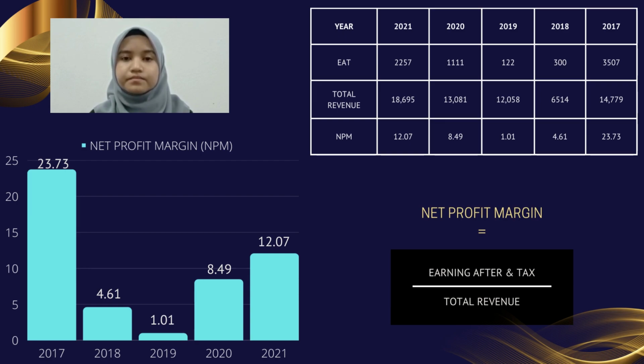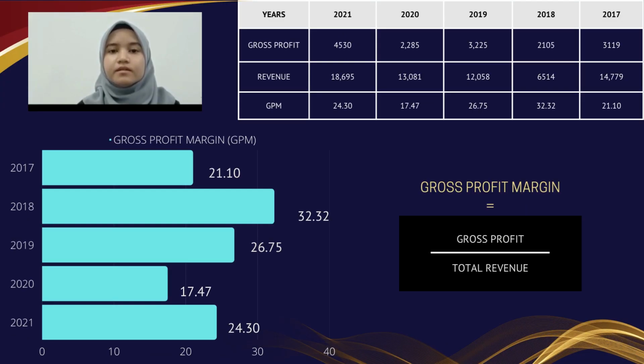Gross profit margin. The gross profit margin is a metric used to assess a firm's financial health and is equal to the revenue less the cost of goods sold as a percent of total revenue. The formula for gross profit margin is gross profit or gross income divided by total revenue and multiply by 100.